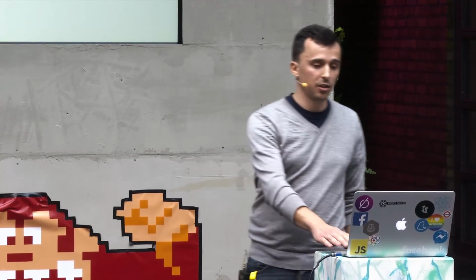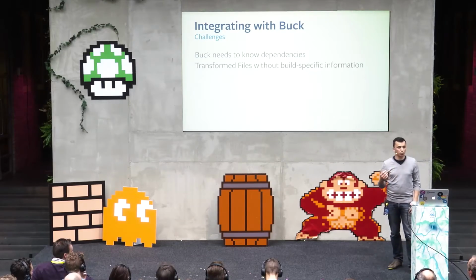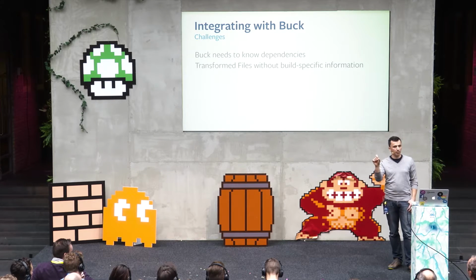The second challenge is that I showed you what the module factory looked like. It had these global IDs of modules, and these IDs are very specific to a certain build because they have to be continuous. So the transformed cache files must not contain any build-specific information. That's the second challenge with that.